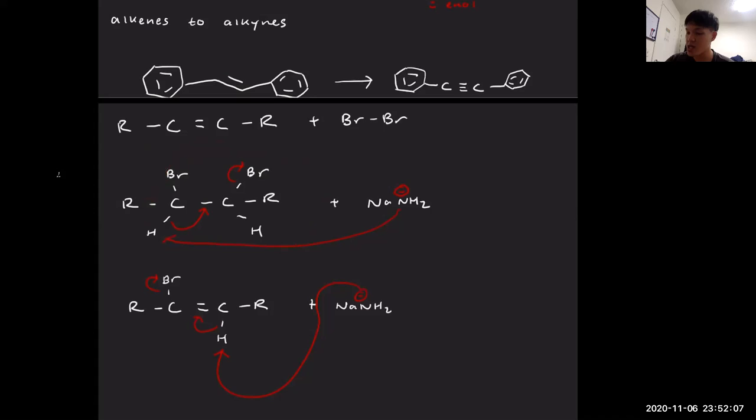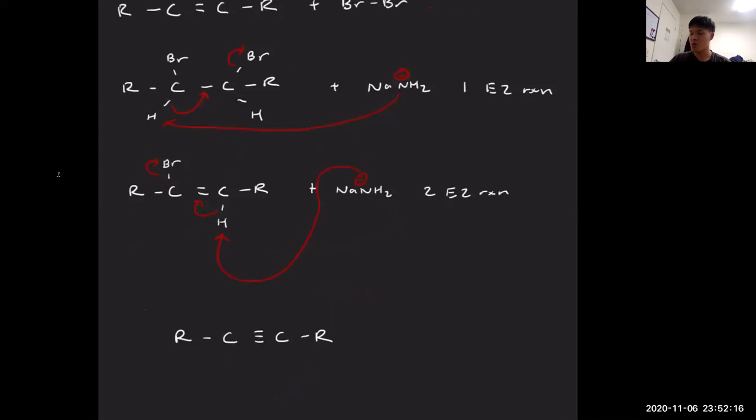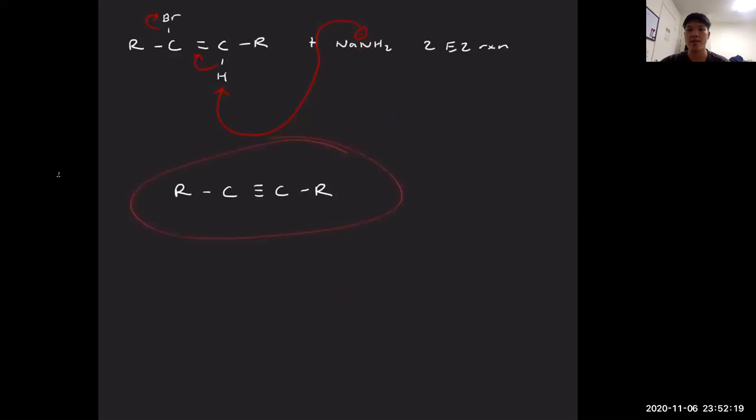You can do one E2 reaction. This is one E2 reaction. And this is another E2 reaction. And it gives you an alkyne.